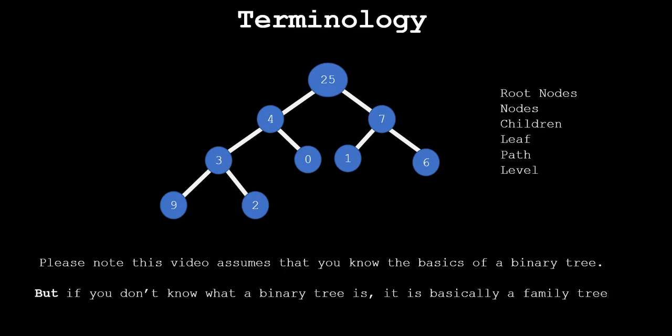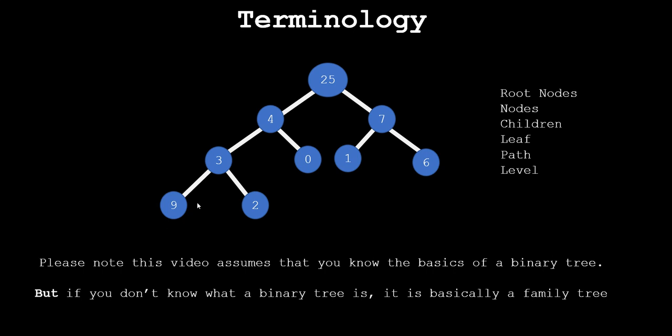First, let's learn some quick terminology that I might not have covered previously. The root node is the node at the very top of the binary tree. So in this case it is 25. Nodes are the rest of all the values that you have. So 4, 7, 1, 6. These are all nodes. Children are what are attached to a node. So if 25 is the node I have, its children are 4 and 7 because it's what's attached.